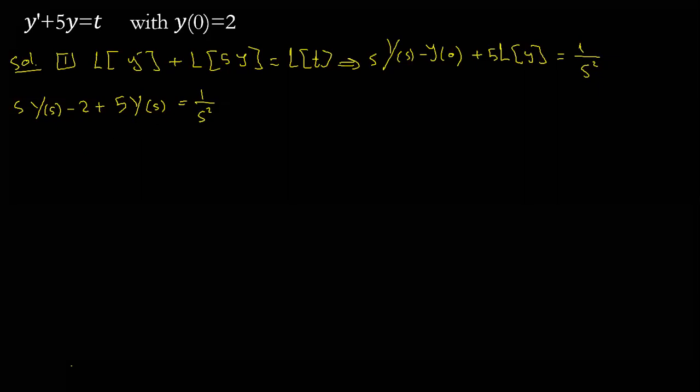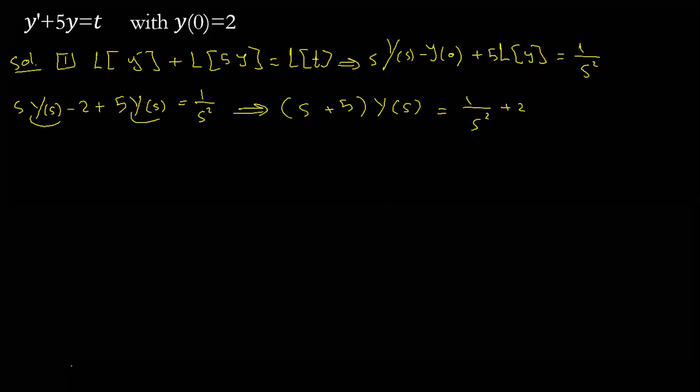Now, I'm going to take this Y from here and here as a common factor, and I'm going to move the 2 here. That will give me, if I take Y common factor, Y times S plus 5. And here I have 1 over S squared plus 2.